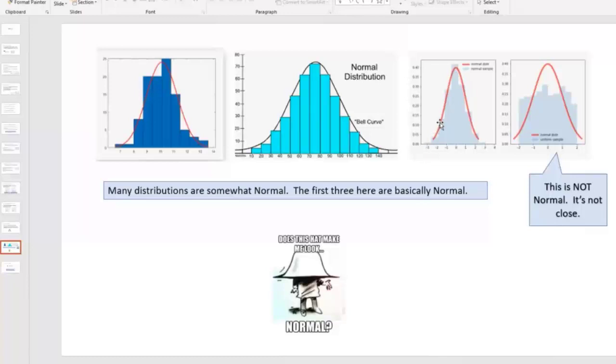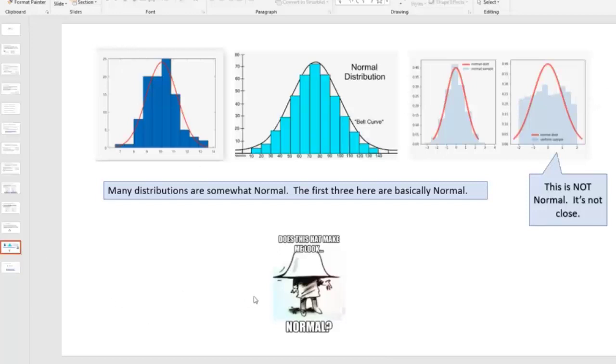pretty much normal. Okay, now this left-hand blue bar is not exactly the same height as the right-hand blue bar, but they're close. So it starts low, ends low, tallest in the middle, basically symmetrical. So we would say that's fairly normal, approximately normal. This one is not even close. There is a different term for this one, but right now you just need to know this one is not normal. It is almost the same all the way across.